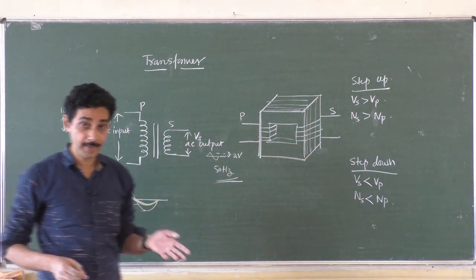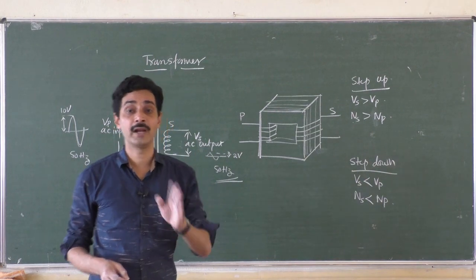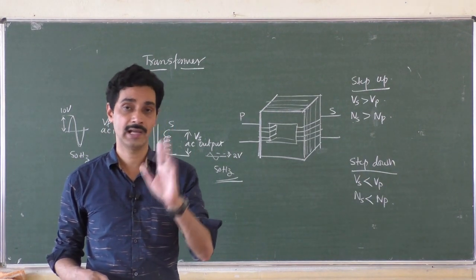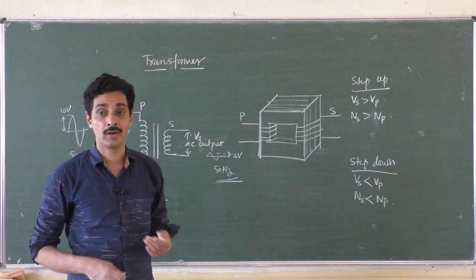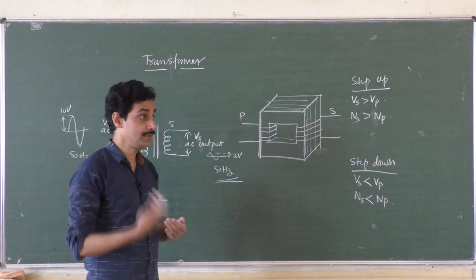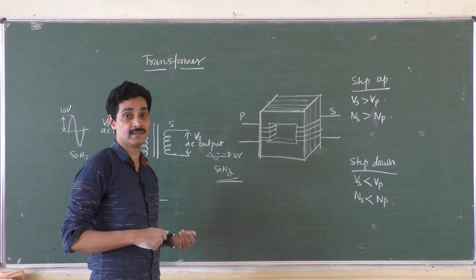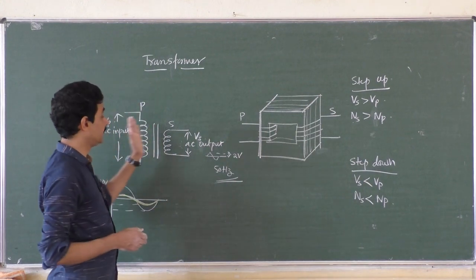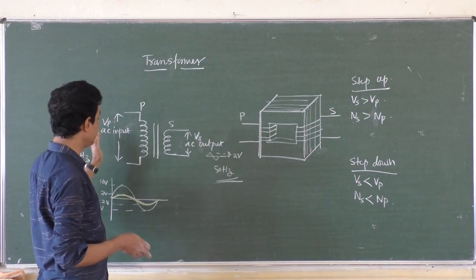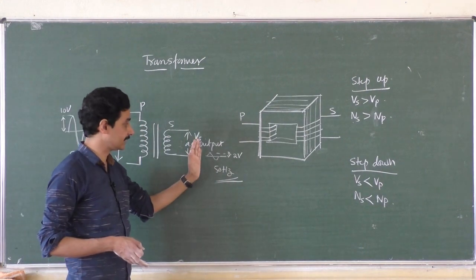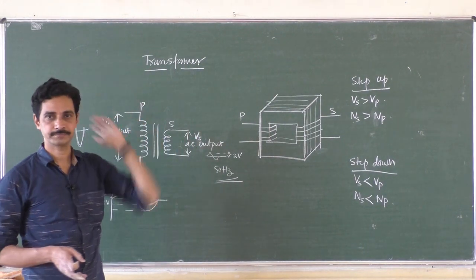Sir, all these step up, step down are named according to the voltage, not according to the current. It is not according to the current. We name it according to the voltage, whether voltage is decreased or voltage is increased. If the AC voltage peak value decreases at the output, step down. If the AC peak value increases at the output, step up.